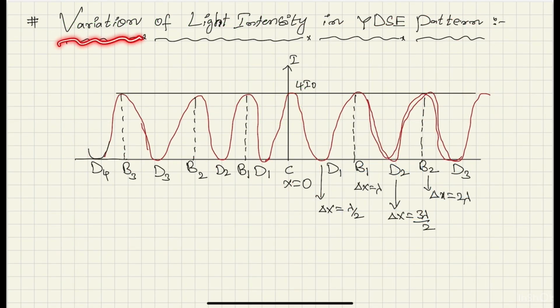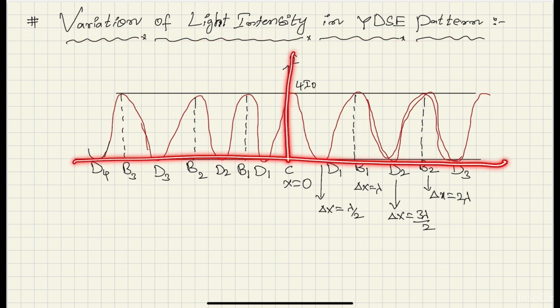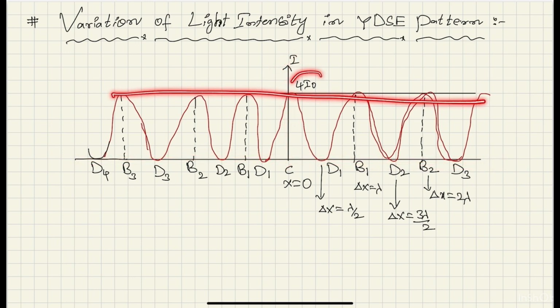The variation of light intensity in YDSE is just a graphical representation. I'm taking these as the positions, and this is the intensity. Maximum intensity is taken as 4 I naught. For the first one, the position is the central maximum. From the central maximum, the path difference is 0, you know it. So the intensity is 4 I naught. See, this we have written, it's 4 I naught.